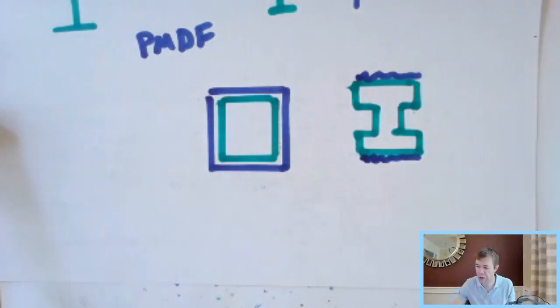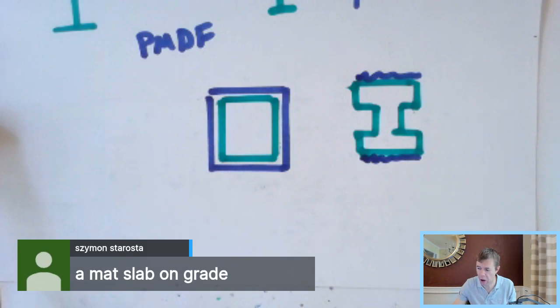A raft slab equals a mat slab on grade. So he's talking about, I think, Simon, this is a throwback to your previous comment about punching shear. So I'm not worried about punching shear on grade. I'm worried about punching shear in the air.